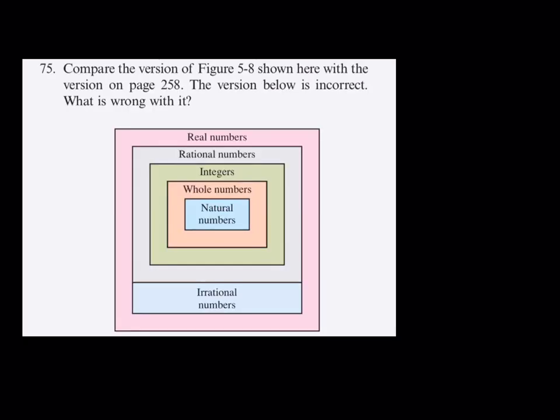Okay, and then finally in 75, compare this version of figure 5.8 with the version previously shown in the textbook on page 258. This version below is incorrect. What's wrong with it? So the way they've drawn this sort of implies something that's not actually true about the real numbers. All right, so I would just compare these two, and the difference is really subtle. So see if you can, first of all, notice what the difference is, and then think about what each diagram or figure actually implies.